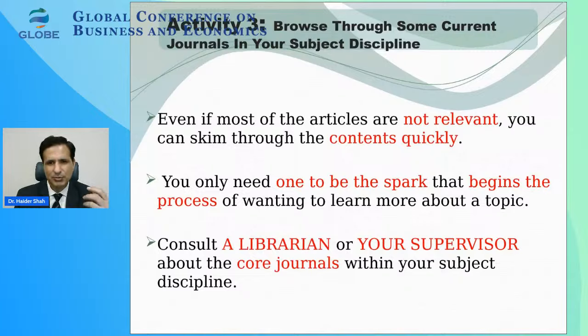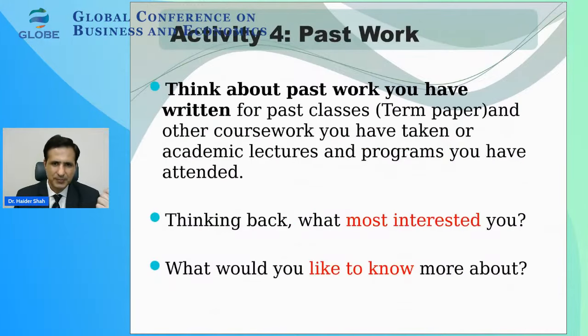Third is to browse through some current journals in your subject discipline. That is very important. Sometimes you need to target the top tier journals in order to understand which phenomena are in place, what the global priorities are, and what the focus areas are. You can ask for help from the librarian or from your supervisor or instructor who is guiding you in your research work, so that you have a clear understanding of what topic you are going to select.